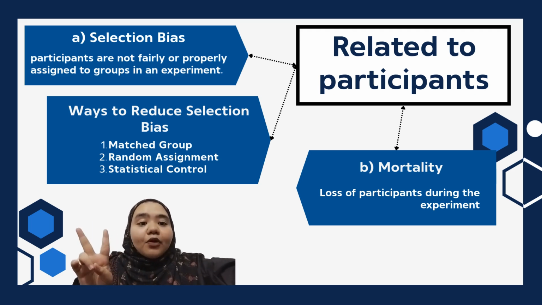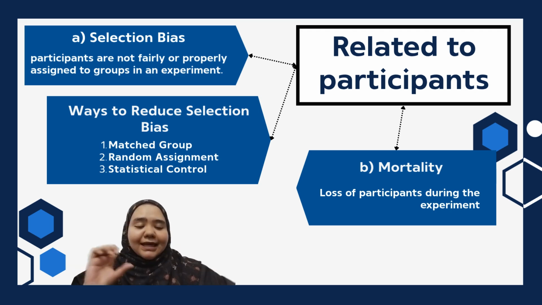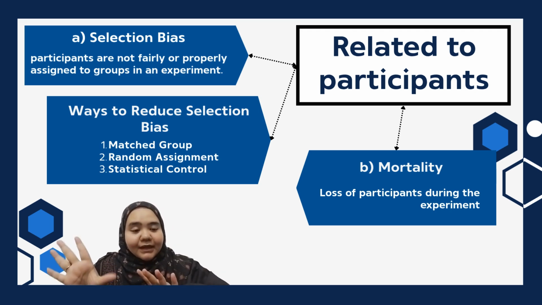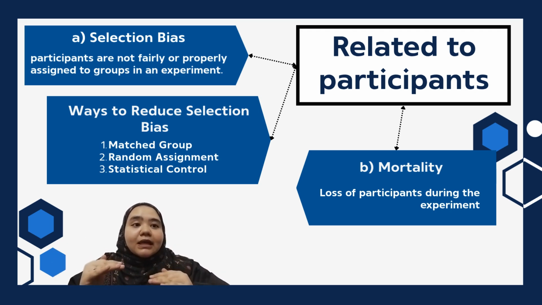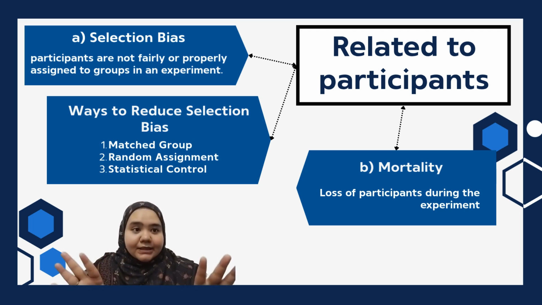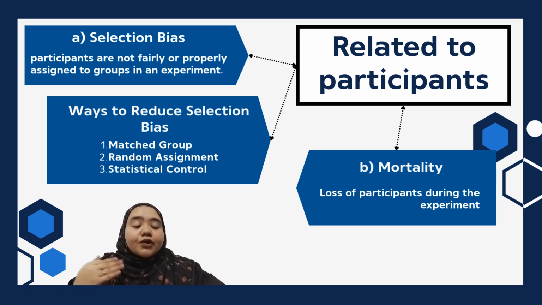And second, mortality. This isn't about people dying. In research, mortality refers to participants dropping out before the study ends. If more people leave one group than the other, it can mess up the result. So, basically, participant-related exogenous variables can create a lot of bias in the data if we are not careful. That's why it's important to plan properly from the beginning.